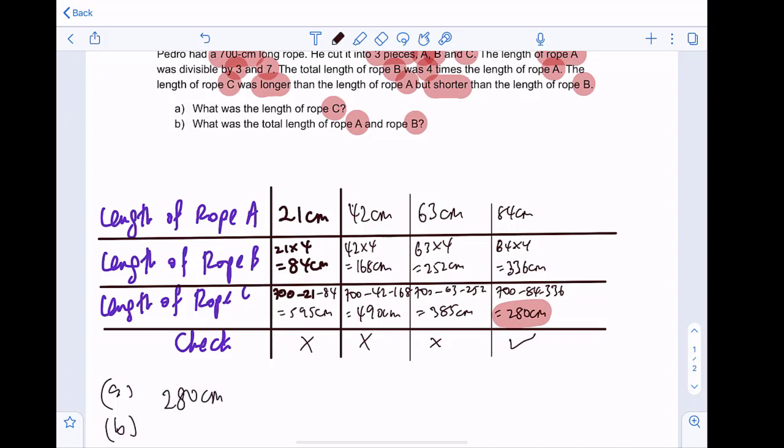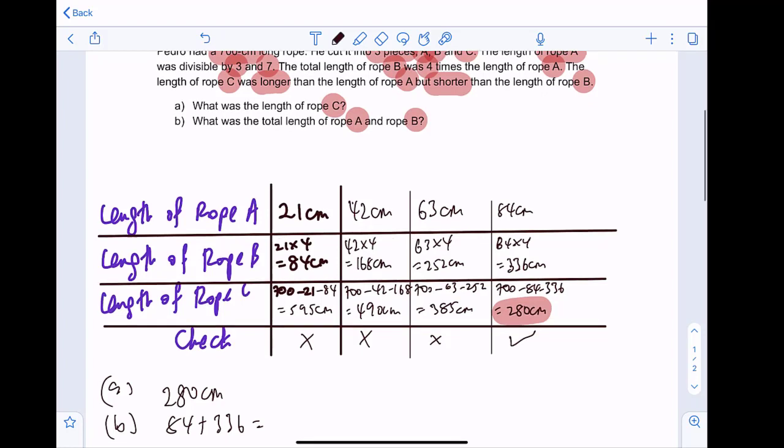Part B, what is the total length of A and B? That will be 84 plus 336. Final answer, 420 centimeter. Or you can take 700 minus 280 as well. That works for part B.